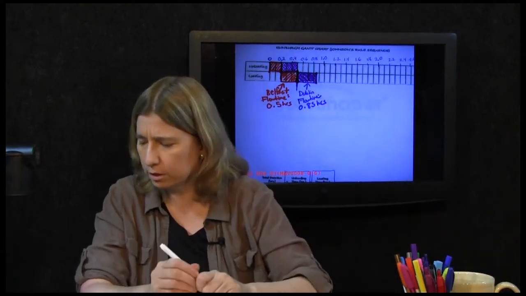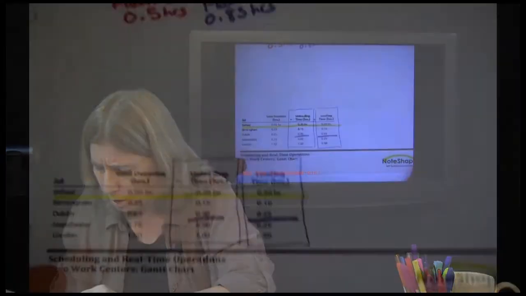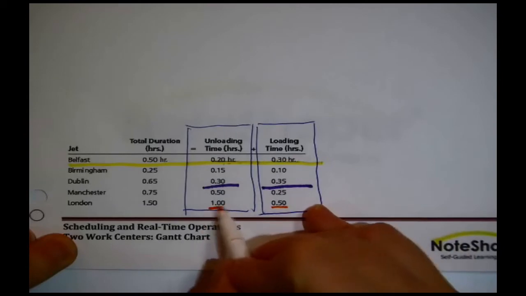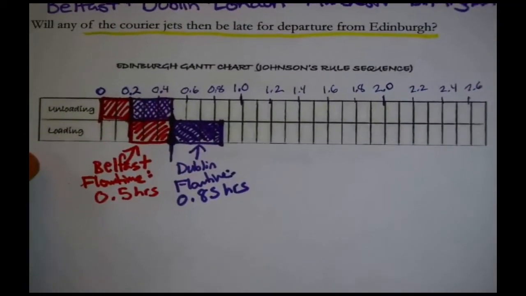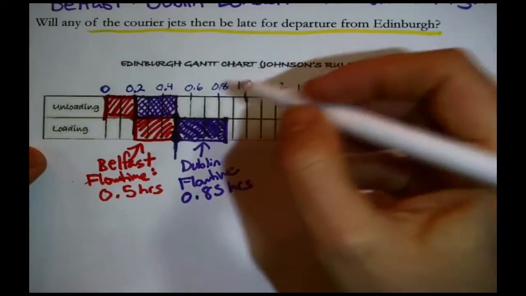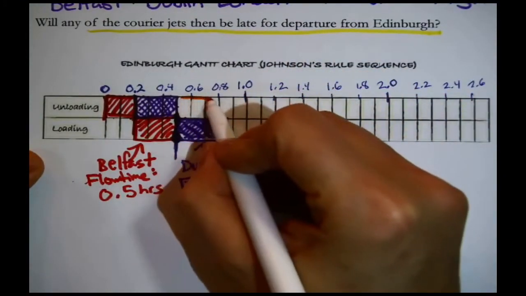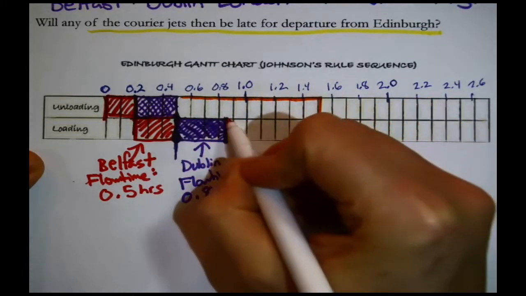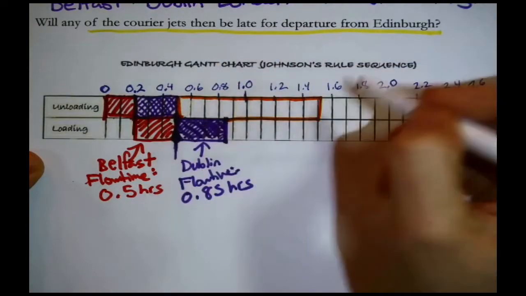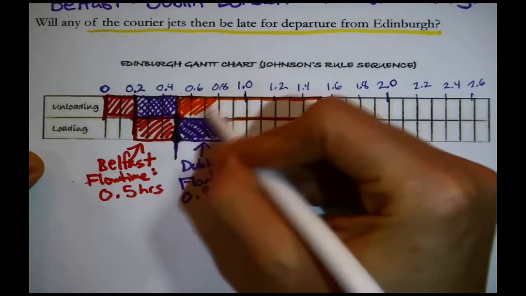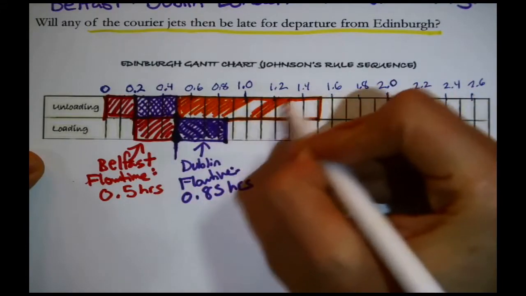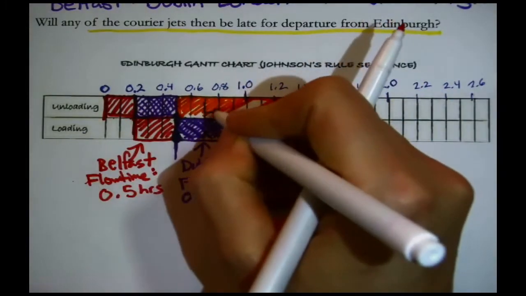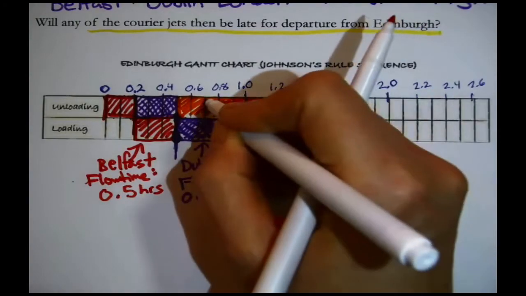The next one in the sequence is London. It seems like that was a big flight. London is a whole hour of unloading and then a whole half hour of loading again. Okay, a whole hour of unloading. Must be a lot of cargo. That's 1, 2, 3, 4, 5, 6, 7, 8, 9, 10, because remember, these are each 0.1 hours. All of this in here is our unloading crew busy with the big London flight. Okay, there they're unloading it.